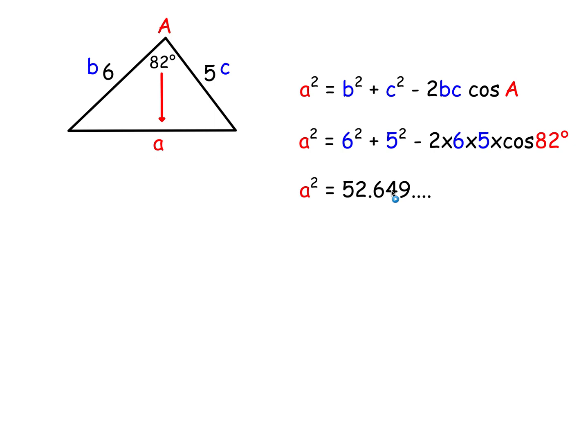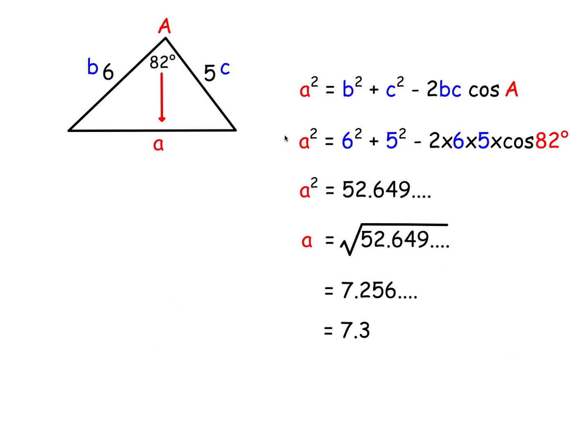Do that in the calculator. Don't round till the very end. So allow the calculator to do that calculation. Don't forget that's a squared and you've got to square root to get the answer, and only round at the very end. So that's the cosine rule to find a missing side.